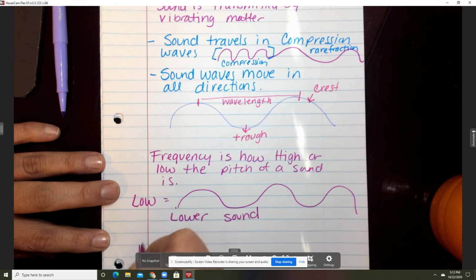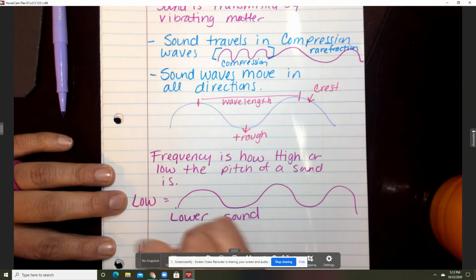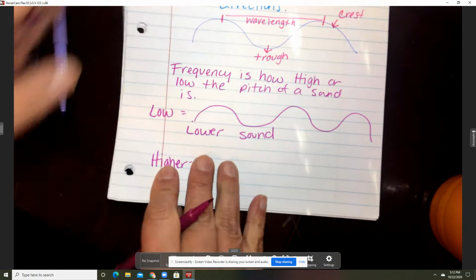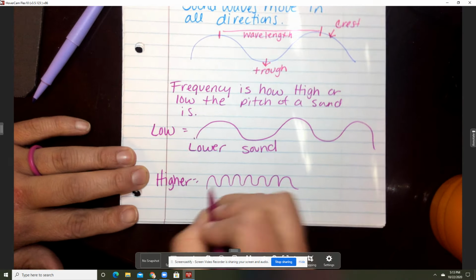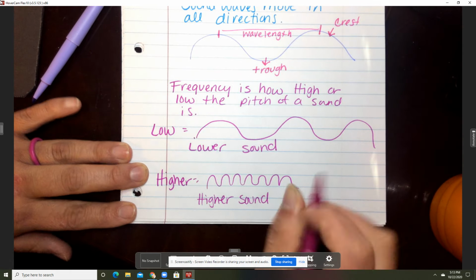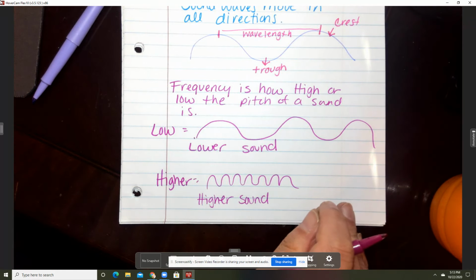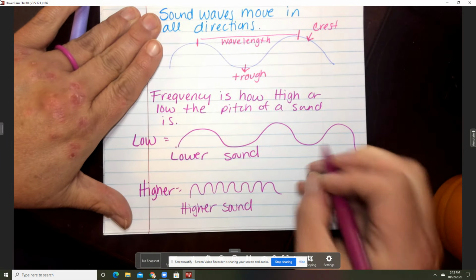But if you speak with a higher wavelength, like, hello, this is Miss Connor, then they're going to be more bunched up. Okay. So that would be a higher sound. Okay. The vibrations are more.